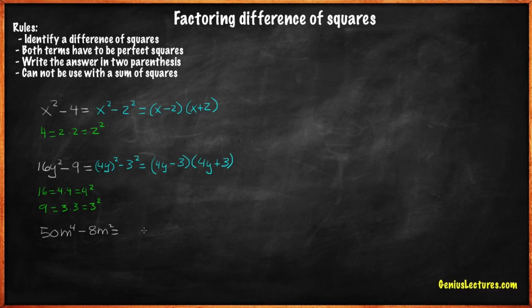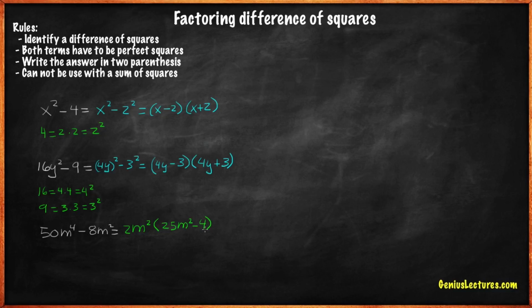Let's try another one. 50m to the power of 4 minus 8m squared. As we can see, we have a greatest common factor in this binomial. Greatest common factor equals 2m squared. So we can rewrite it as 2m squared times 25m squared minus 4.